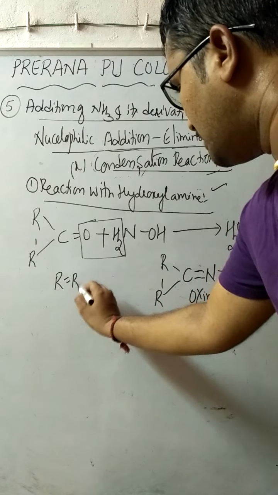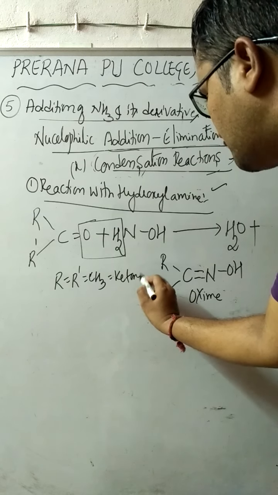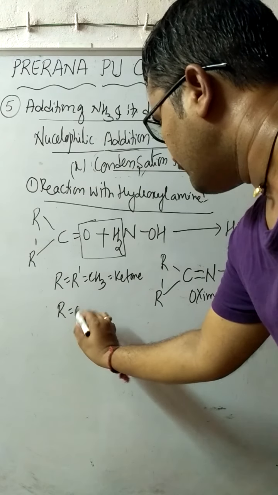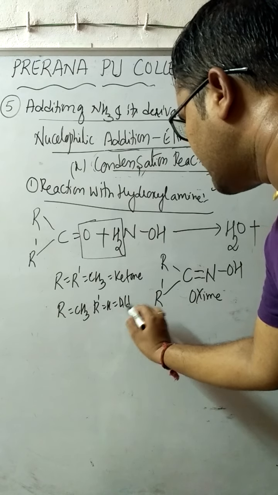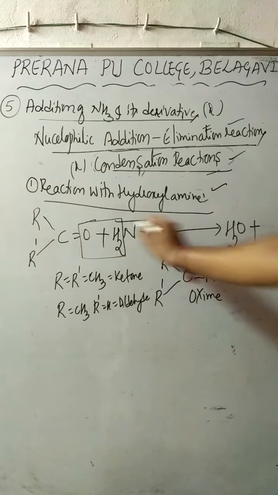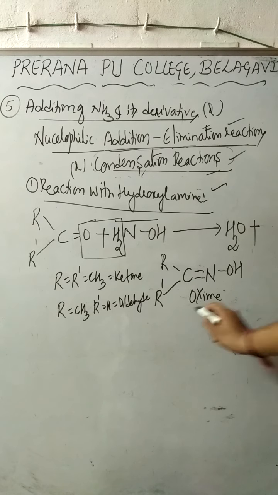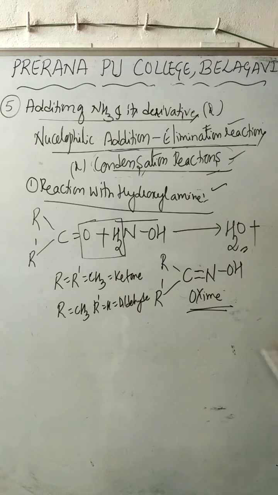When R is equal to R dash, equal to methyl, the reaction is confined to what? Ketone. Suppose R is CH3 and R dash is hydrogen, then it is related to aldehyde. So this is the method by which an aldehyde or a ketone, when made to react with hydroxylamine, gives rise to oxime as the major product. During the course of the chemical reaction, H2O gets eliminated, hence it is called a condensation reaction.